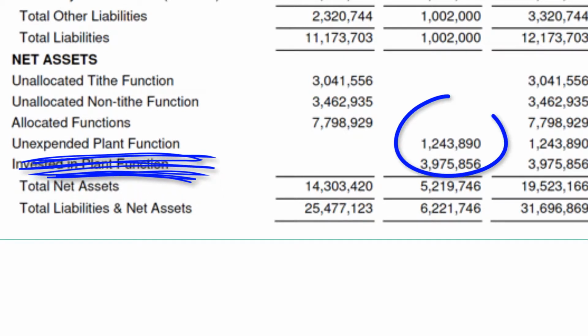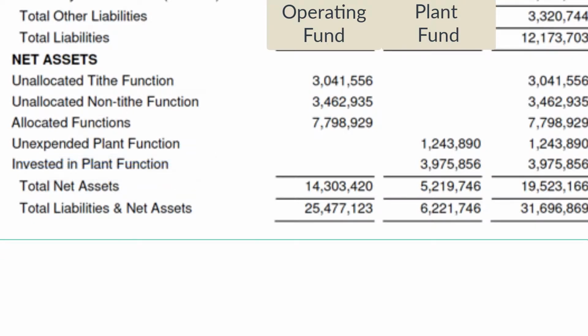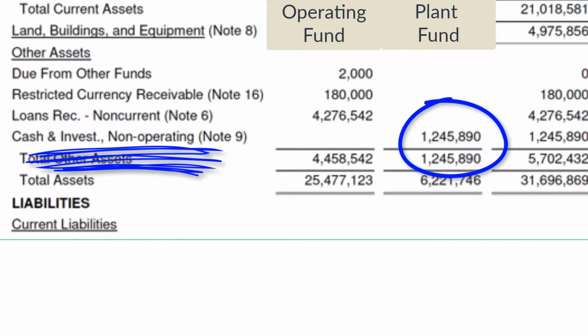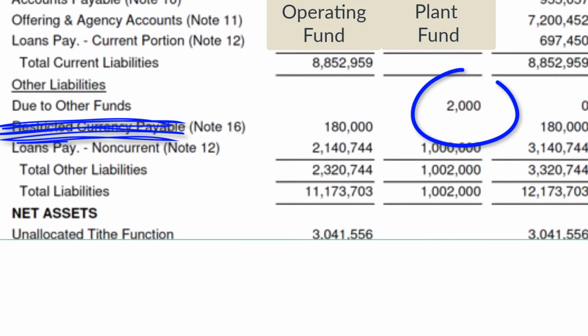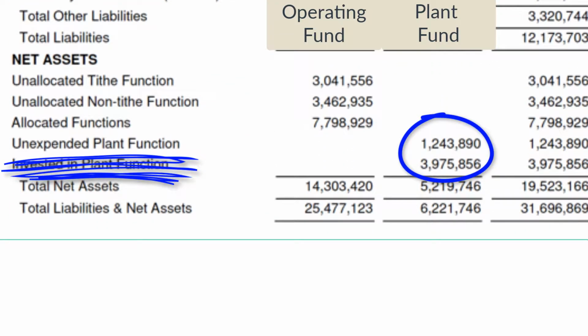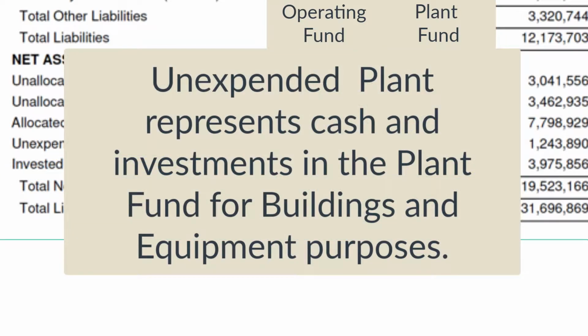Next, we have $1,243,890 in unexpended plant funds. This is connected to the other assets in the plant fund. Mathematically, they are the plant fund investments of $1,245,890 minus the liability of $2,000. This money is real money and is earmarked for land, building, and equipment. So it can be budgeted, but only for that.